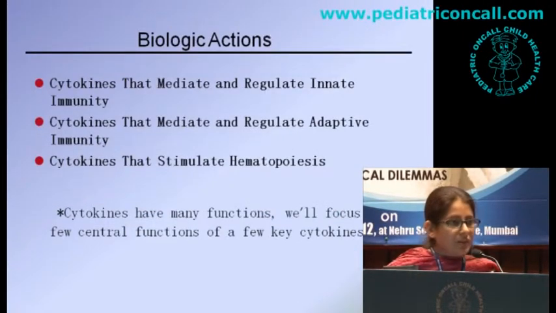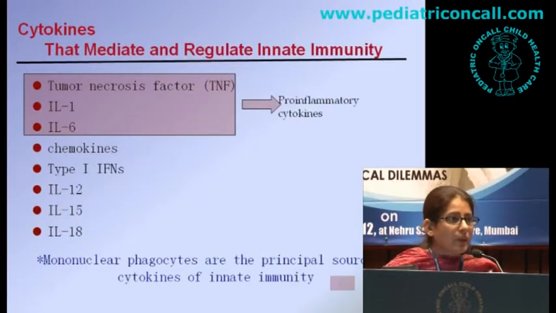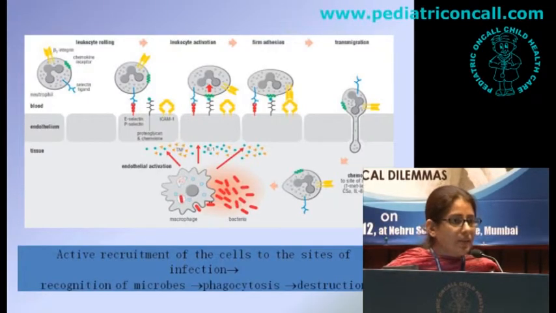When we look at the biologic actions, they are also divided according to the cells of the innate system, the cells of the adaptive system, and those that stimulate hematopoiesis. Initially, the innate immune system produces pro-inflammatory cytokines like IL-1, IL-6, and tumor necrosis factor, along with another array of cytokines. So whenever there is an infection, these inflammatory cytokines act on the endothelial cells, making them leaky to fluids and causing chemotaxis of the neutrophils at the site of infection, which is shown in this slide.